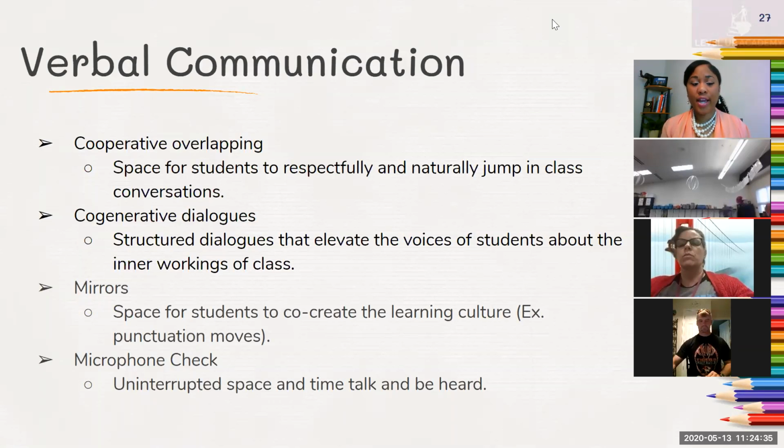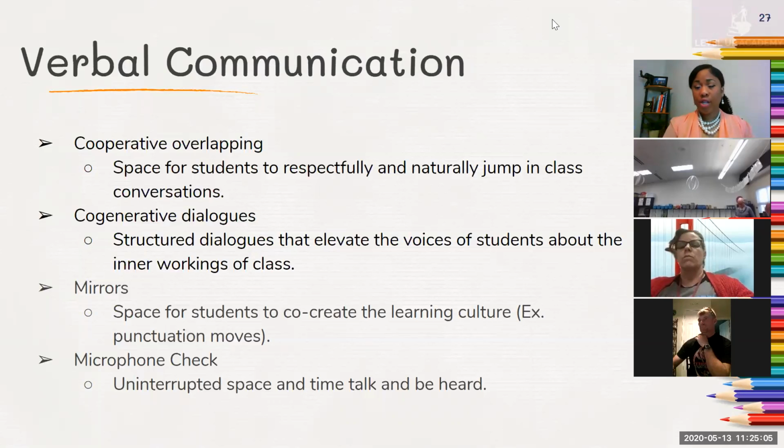Another verbal communication strategy is called mic check. I put microphone, you know, to be formal, but we just call it mic check. So basically, you've probably done this before. If you have a talking piece, like perhaps it's a stuffed animal, or maybe you have a literal microphone, or maybe it's a pen or whatever, it just gives someone the floor. So you have uninterrupted time. There's cooperative overlapping, and there's time and space for that, but there's also time and space for uninterrupted time to talk and to be heard.